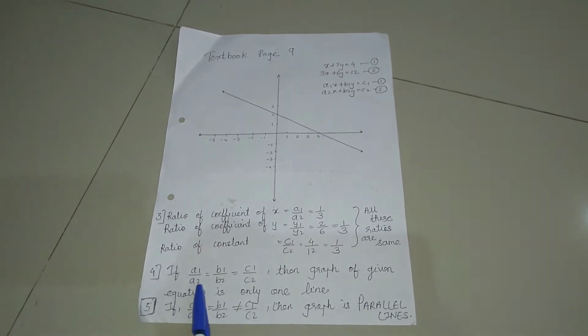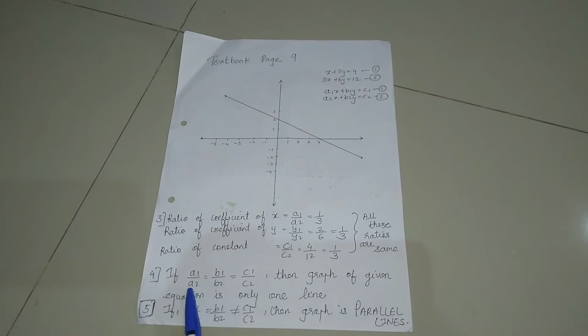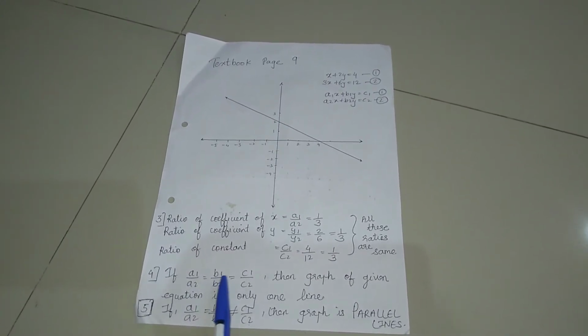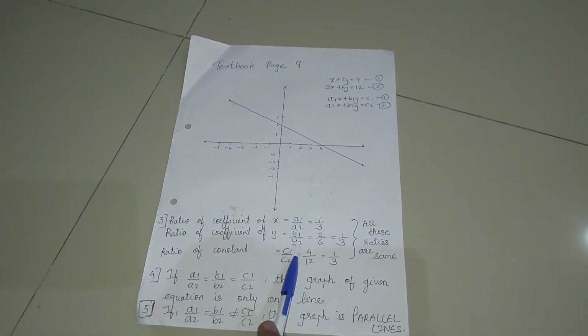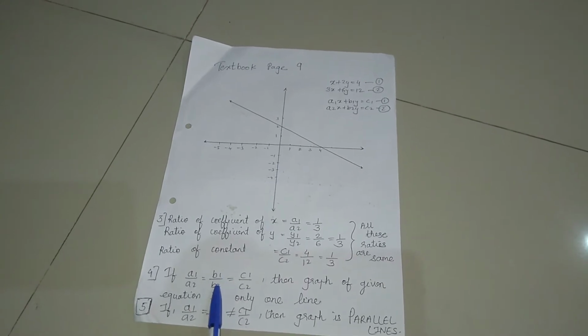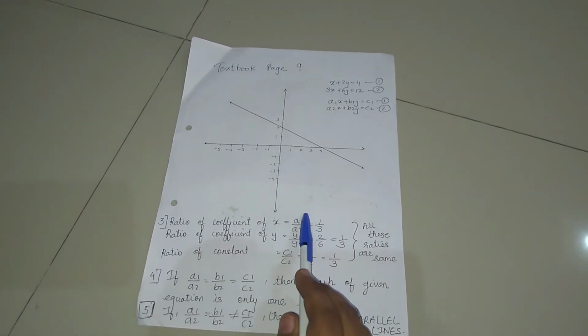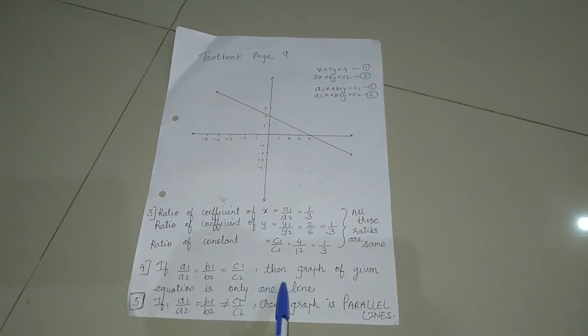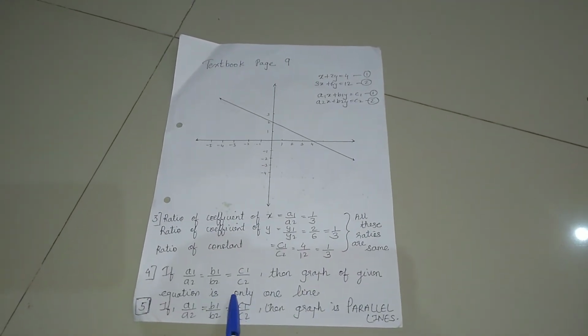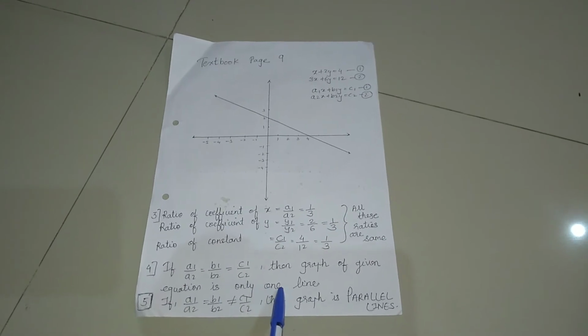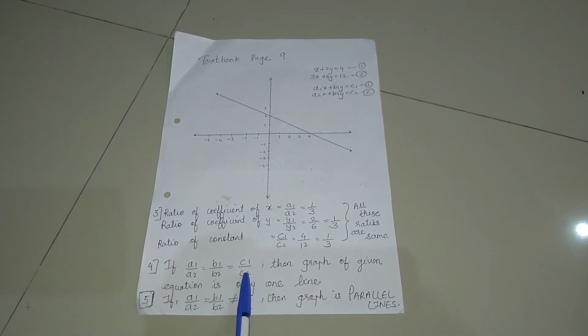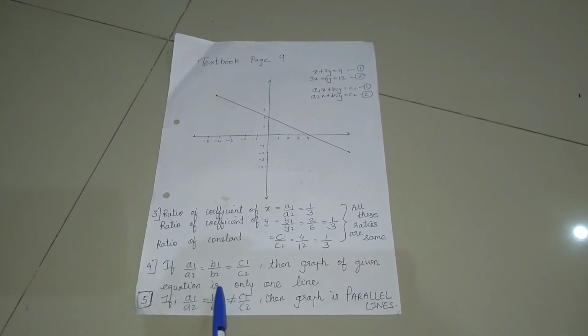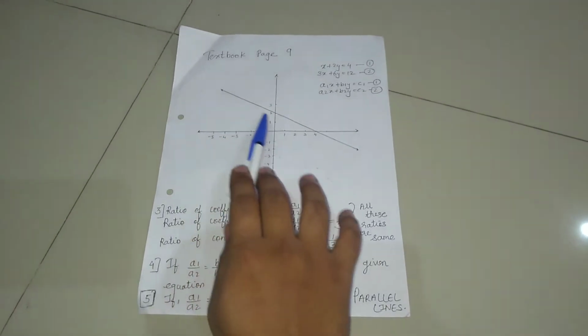Suppose we take a1 upon a2, b1 upon b2, and c1 upon c2, and all the values are the same, that is 1 upon 3. What does it mean? Then the graph of the given equations is only one line. If all ratios are the same, the graph of the given equations is a single line, like this one.